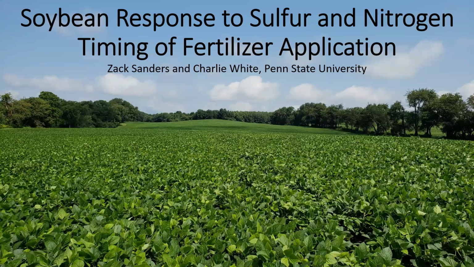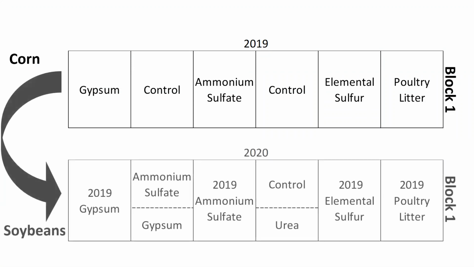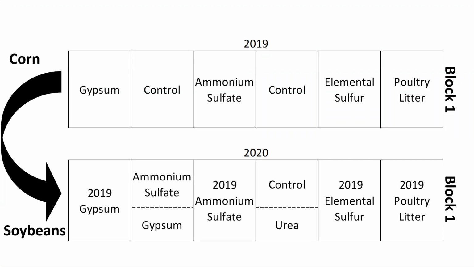At corn planting in 2019, we applied sulfur at a rate of 40 pounds per acre using ammonium sulfate, elemental sulfur, gypsum, and poultry litter as the sulfur source. We used the same plot area in 2020 rotated to soybeans in order to observe the effects of the previous year's sulfur application. Additionally, we split the control plots in 2020 so each replication had a plot which received sulfur as ammonium sulfate or gypsum, nitrogen as urea, and an unamended control.